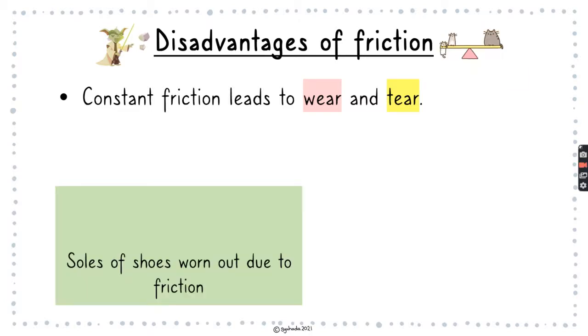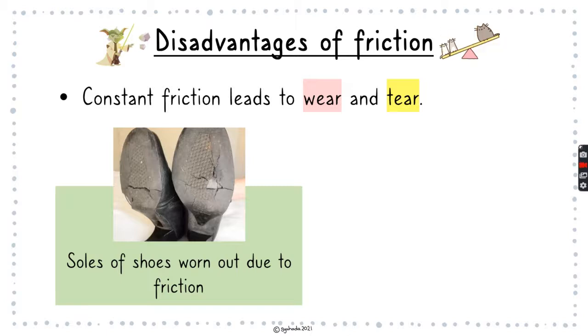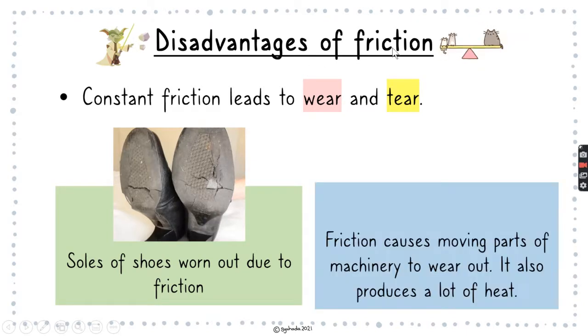Firstly, you can definitely see this, especially in your school shoes before COVID. If you check underneath your school shoes, you would see that some surfaces have already worn out. It has become much smoother, especially at the sides, because these sides are always touching the ground when you're walking between classes, and it is worn out because of this force of friction.